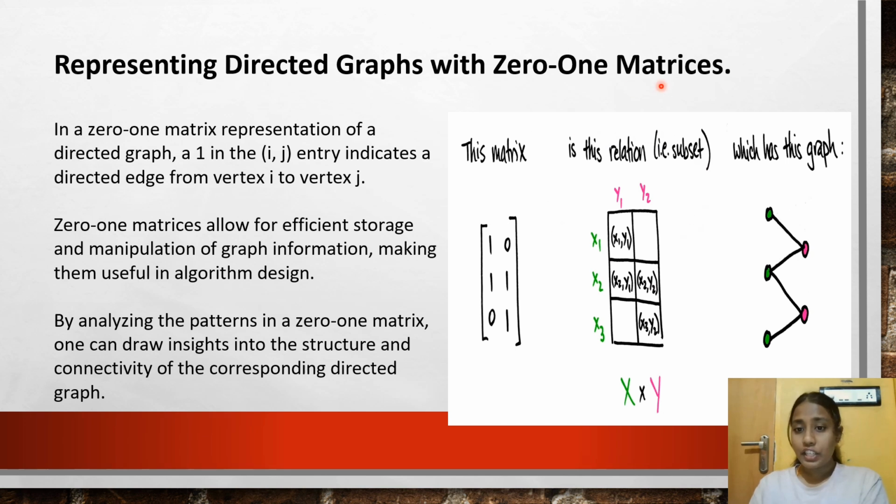Then this is the relation, that is the subset of the matrix: x1, y1, x2, y1, x2, y2. Here is the directed graph, which is shown here. These are the edges and these are the vertices.